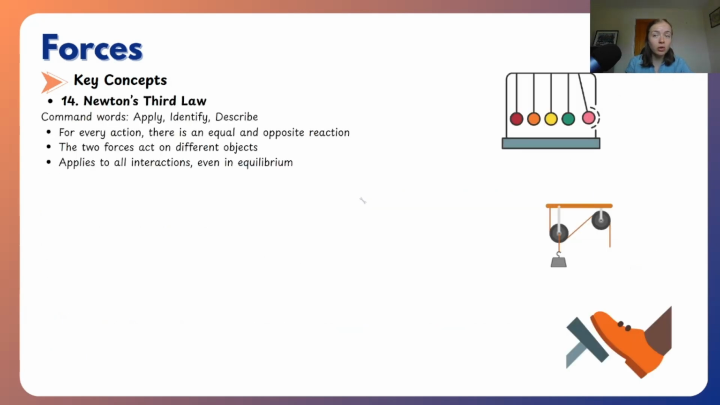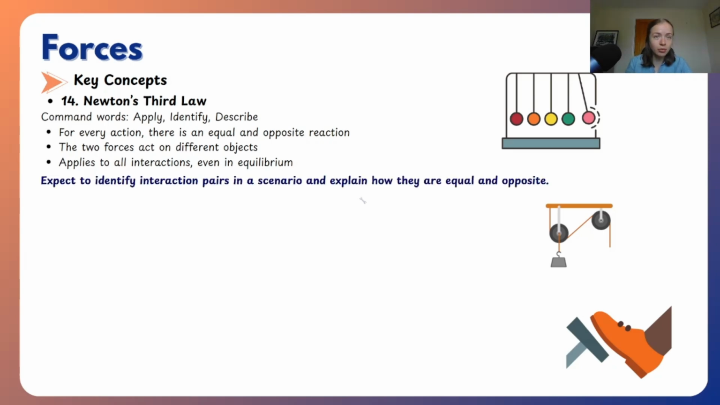For Newton's third law, you need to understand that for every action there is an equal and opposite reaction, and the two forces act on different objects, and this applies in all interactions, not just in equilibrium. So expect to identify the interaction pairs first and use that principle to explain how they are equal and opposite.